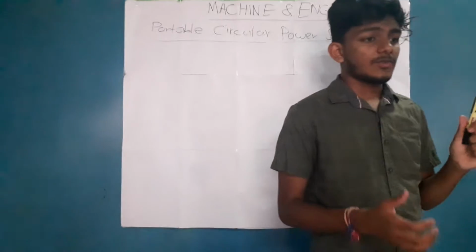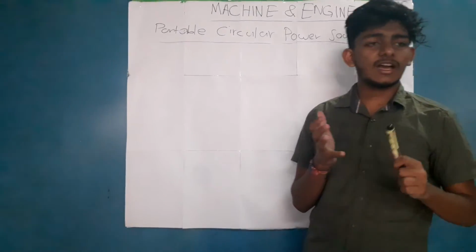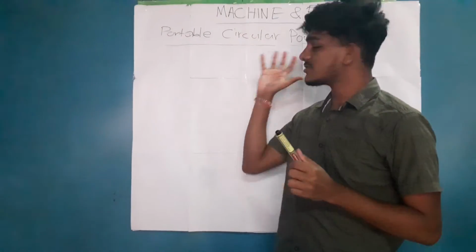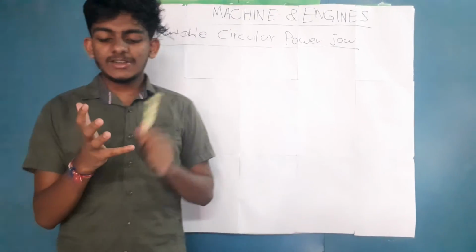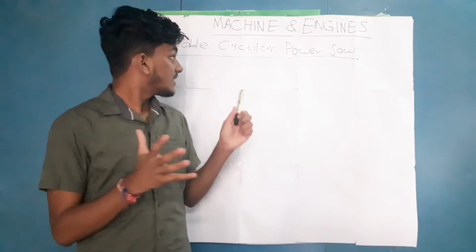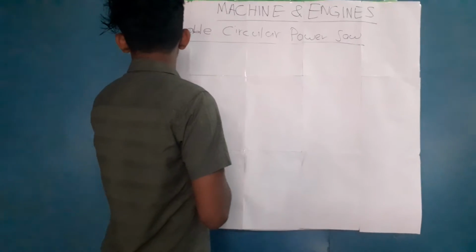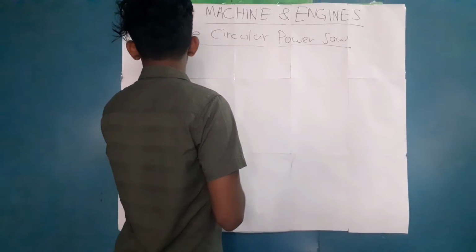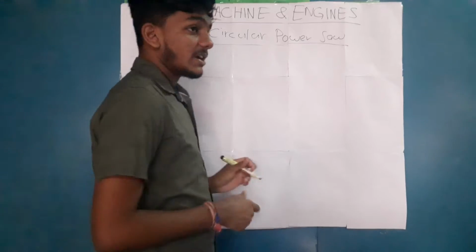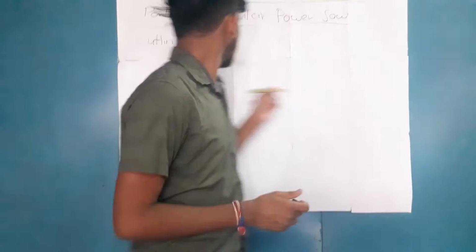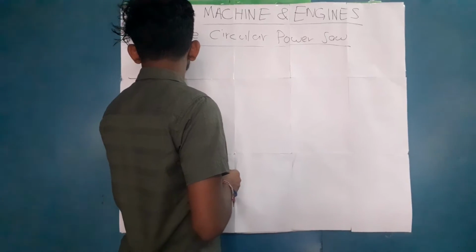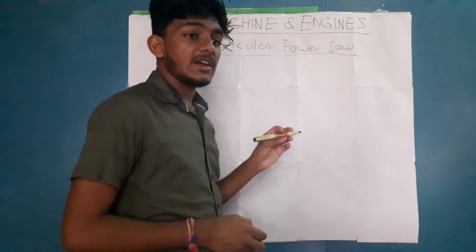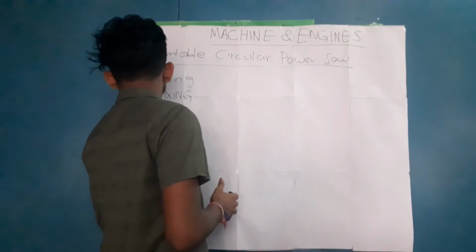Right, power saw. Power tools, or a portable circular saw, are basically categorized into 3 parts. The first one is cutting. Second one is fixing. And last one is finishers.